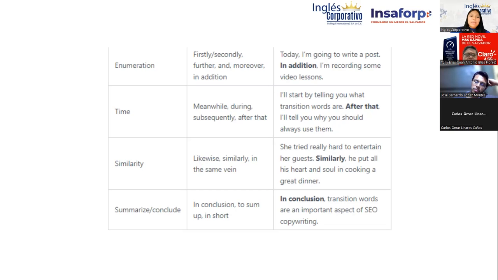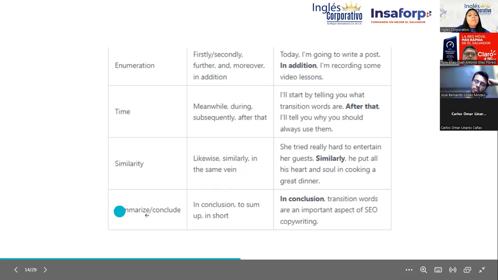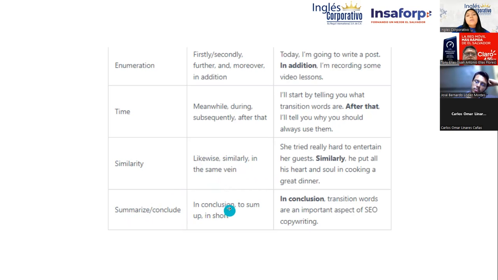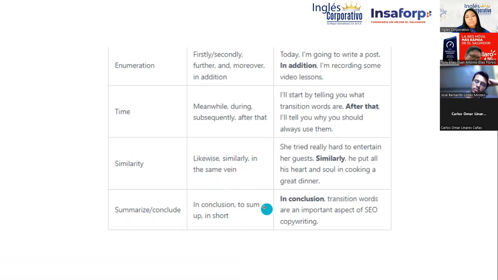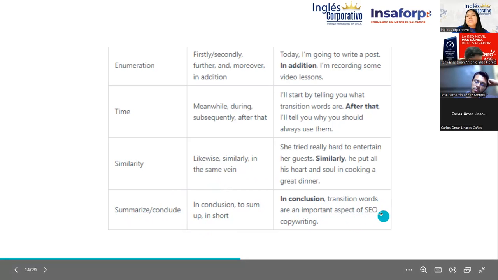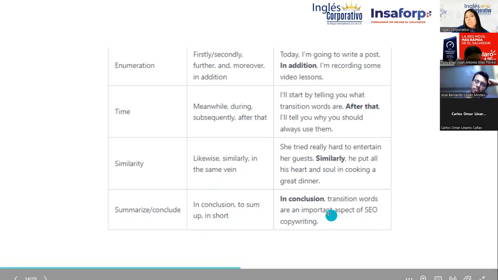Sí, también está dentro de aquí. But aquí no la tenemos, right? But yes. And we also have the last ones, summarize and conclude. In conclusion, to sum up and in short. Yes. And we have in conclusion, transition words are an important aspect of SEO copywriting.